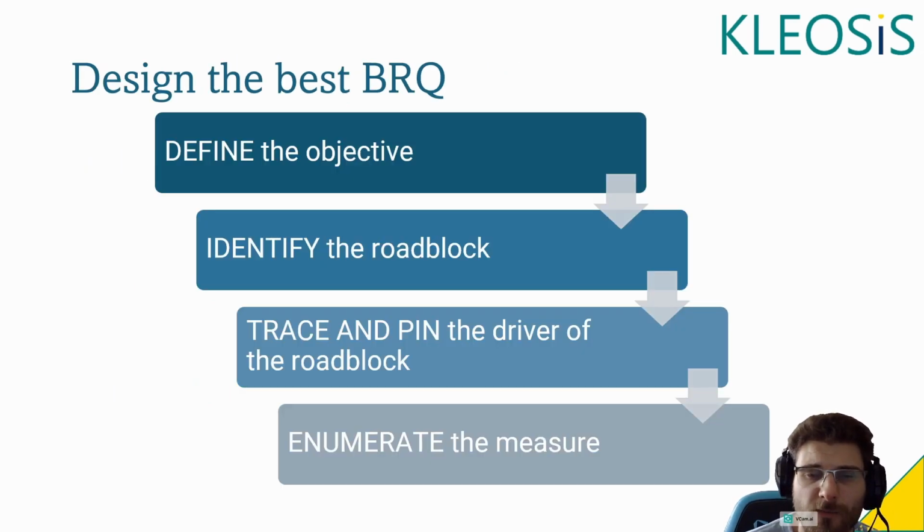So I've got a framework to design the best business research question for your business. First of all, we start by defining the objective, then we identify the roadblock, then we look at that roadblock and figure out what's driving it. We want to trace backwards and pin down what causes that roadblock. And then, now that we've got an idea of what's causing that roadblock, what can we do to measure that roadblock or measure the cause of the roadblock? How can we count it? How can we ask where it is? How can we find when it is?